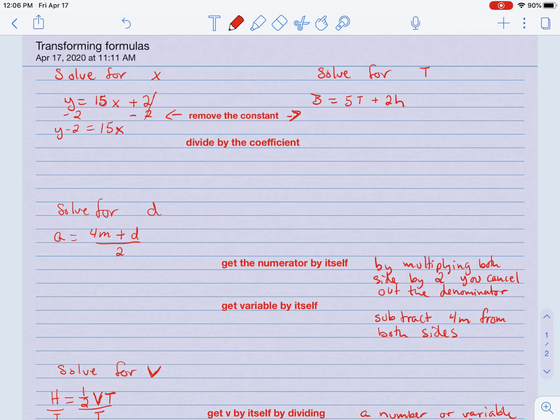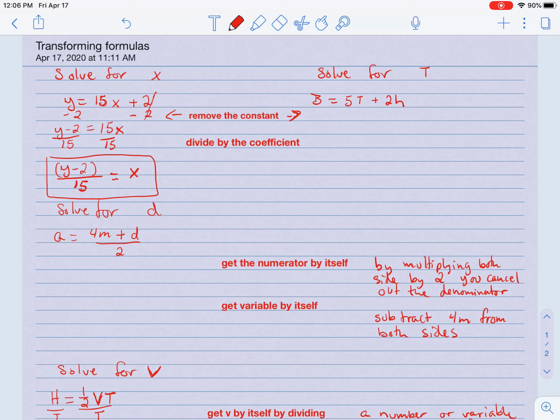Because the goal is to get x by itself, we've got to remove everything that's not part of x, and then we have to get rid of the coefficient. In this case, the coefficient is 15, the number in front of x. And so to get rid of that, now we divide by that 15, the coefficient. So what we're going to be left with over here is y minus 2, and I'm going to put that in parentheses, just to note that order of operations, in order to solve, you have to do what's in parentheses first. And now you're going to be left with just x over here. So now we have rewritten this formula solving for x.